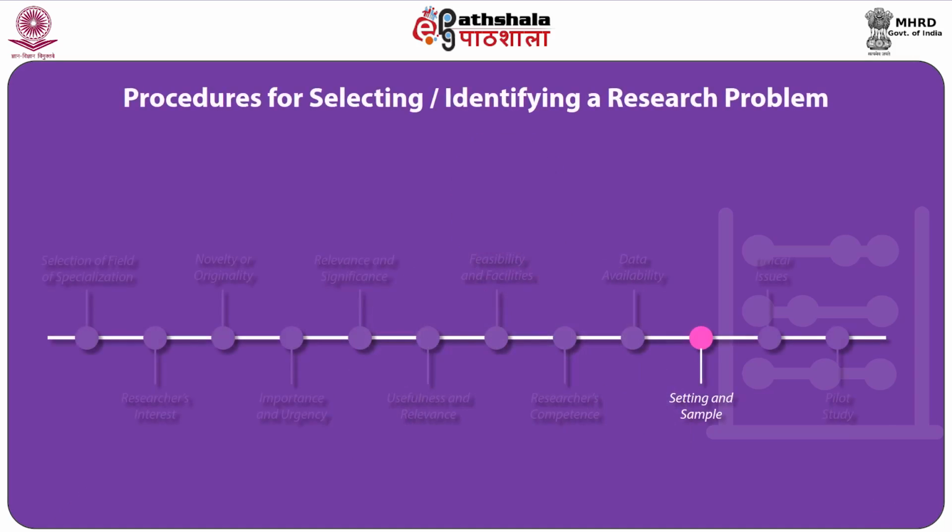Next one is about the setting and the sample. The researcher should have adequate knowledge about the setting and also some preliminary information about the sample where the research is going to be carried out.